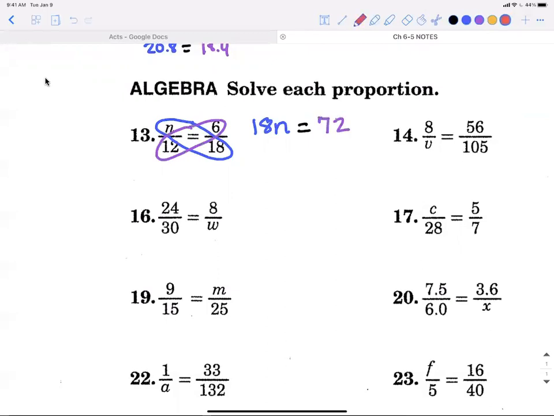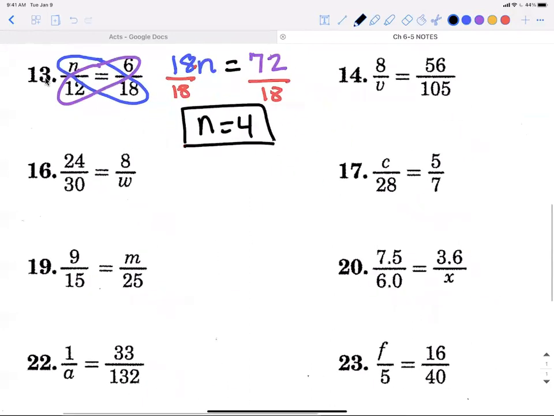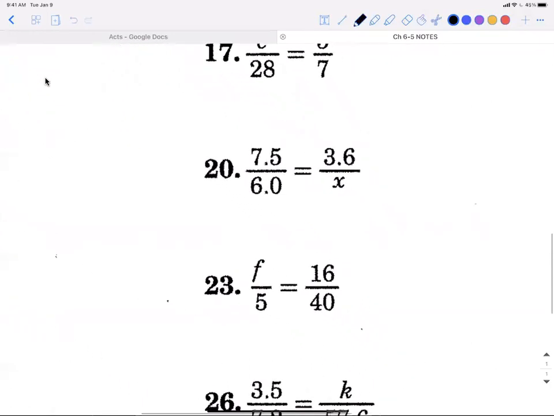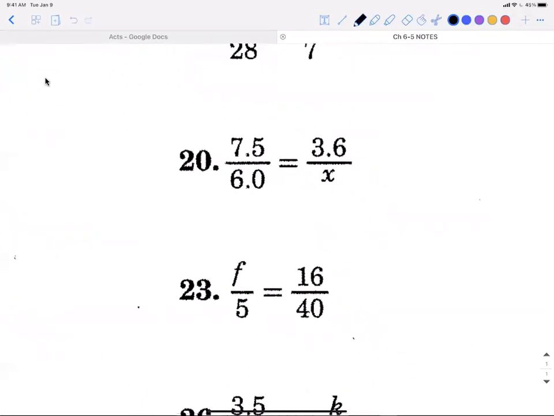And then to solve for the variable, it's 18 times n, so we're going to divide by 18 because you always do the opposite. And 72 divided by 18 equals 4. So the answer is n equals 4. Pretty easy here. I want to do one like number 20 because it is decimal. So go ahead and jot number 20 down in your notes.